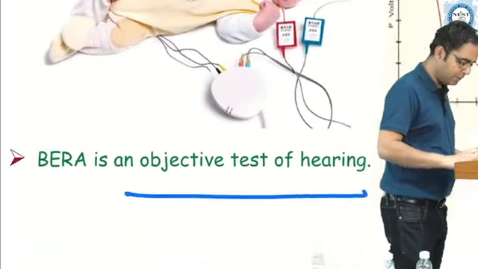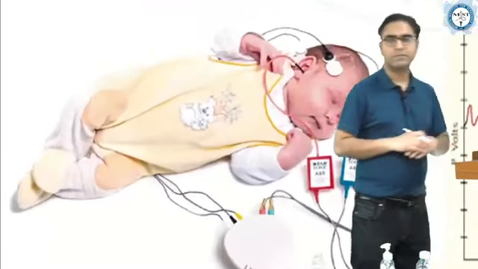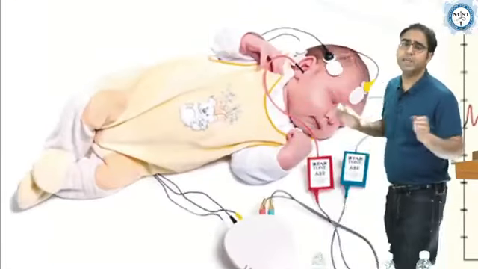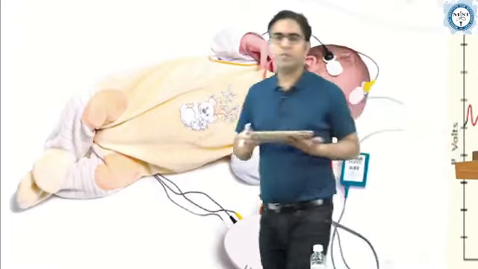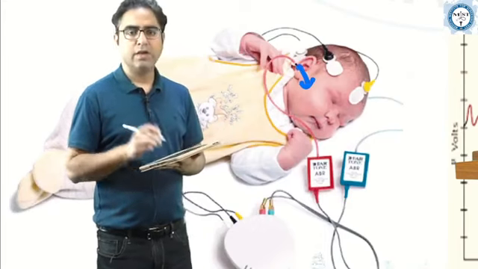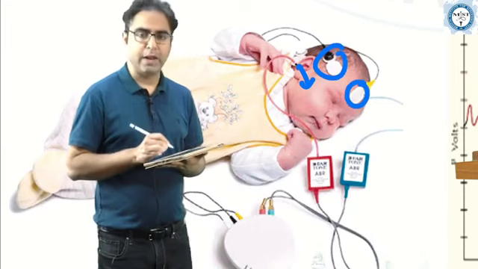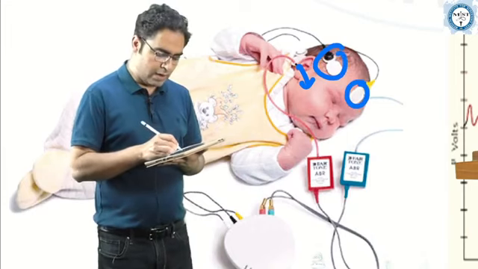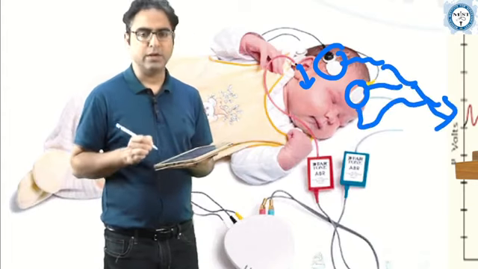Objective test of hearing. Now look at the principle, beta. Please see on the screen. How do we do it? Very simple. It's EEG, beta. We put the earphone in the baby's ear. We give sound to the ear, and we put the electrode on the forehead for the brain. We record the electrical activity from the auditory pathway, and that goes to the computer.